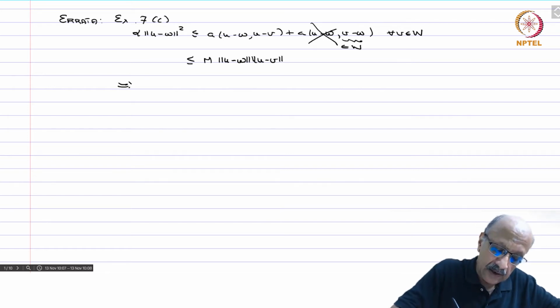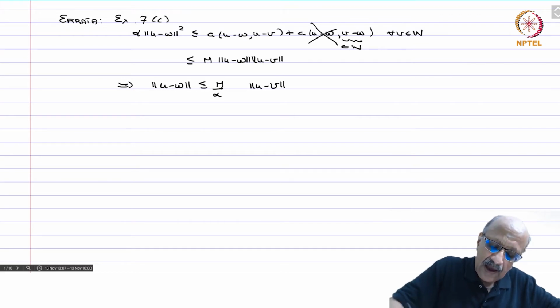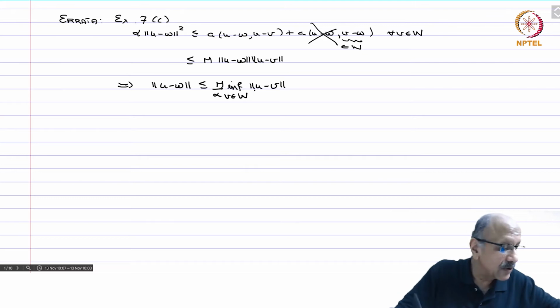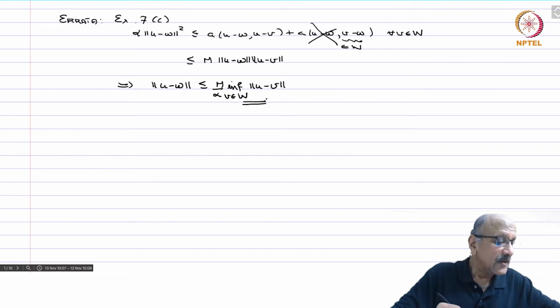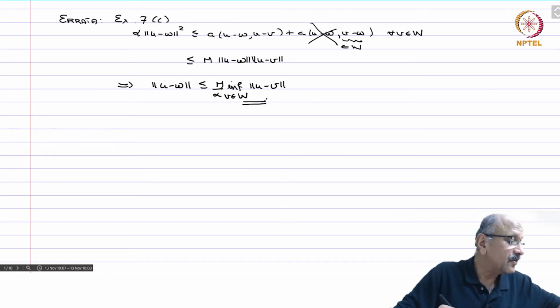And therefore, by cancelling one of them, you get that norm of u minus w is less than or equal to M by alpha times norm u minus v, and since this is true for all v, I can put infimum over v in W here. Okay, so that is how we do it. The error is that I had put a square when I did these last two inequalities. You might have already noticed it. Anyway, if you did not, here's the correction. So please, this is how it should read. Okay, so now we will continue with the exercises.